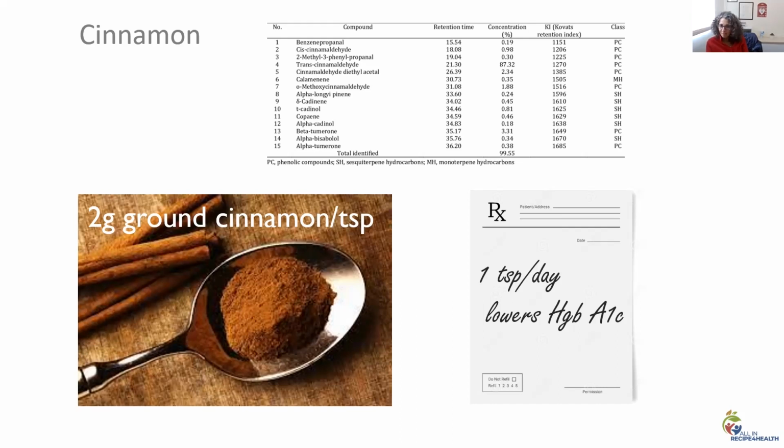But on top of that, it does seem to have some hypoglycemic effects, probably by promoting glucose storage in the liver. And 2 grams of cinnamon is equivalent to a teaspoon. I tend to prescribe about 1 teaspoon per day.